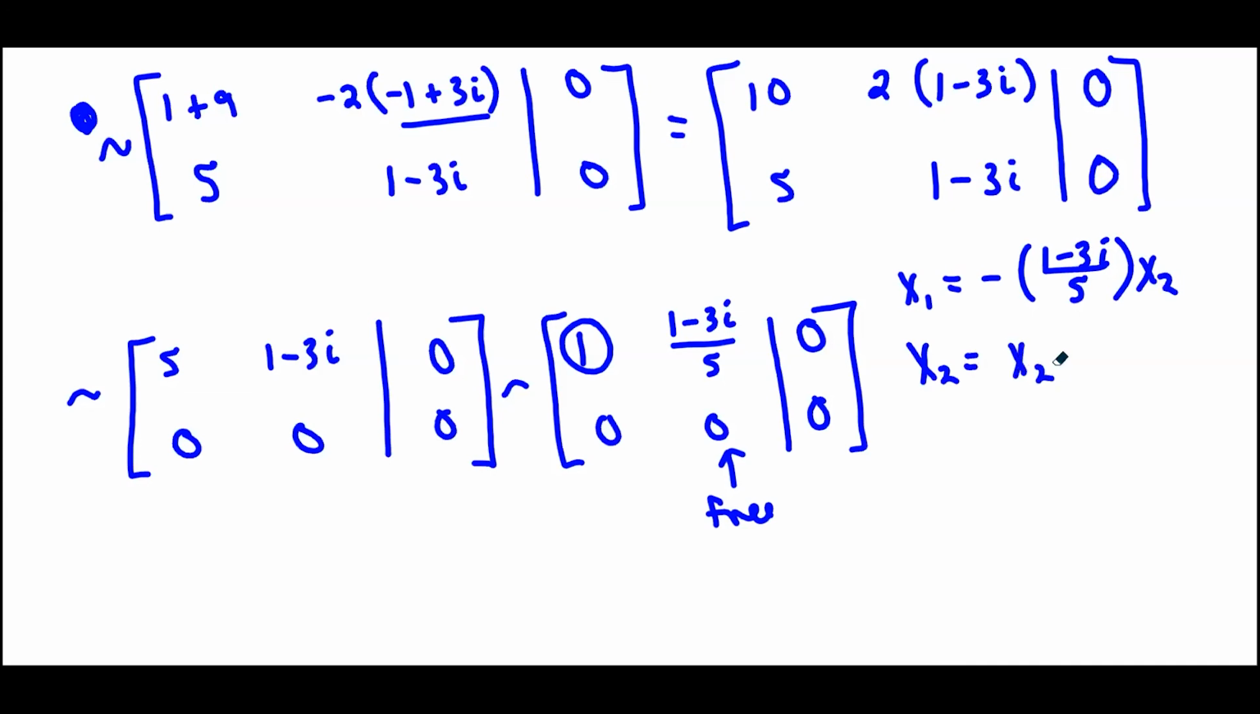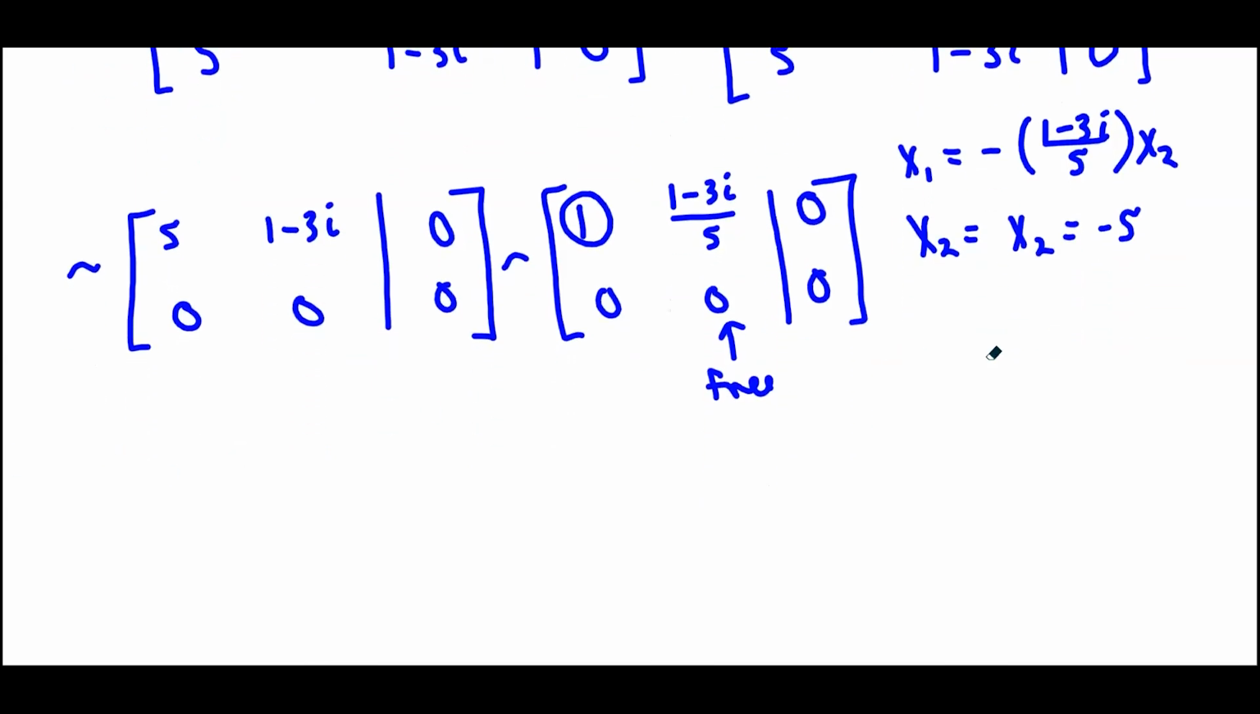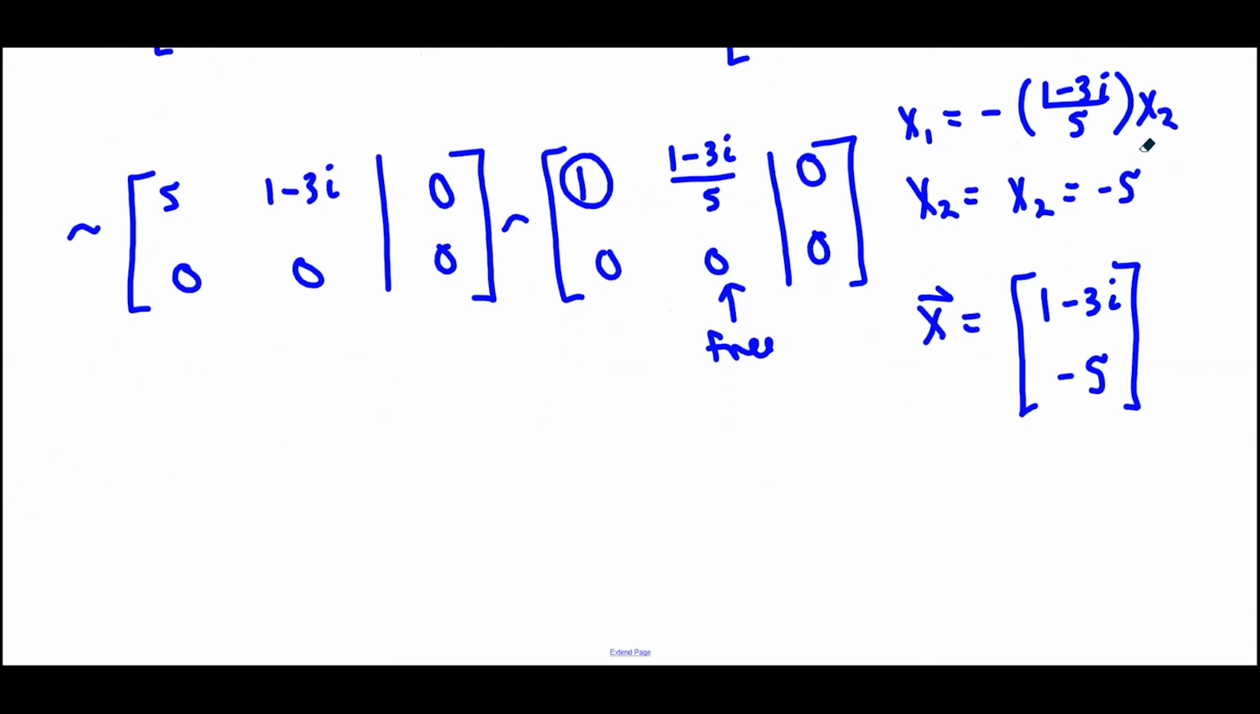So let's set it equal to -5 again, kind of like the last problem. So my eigenvector x is going to be 1 minus 3i and negative 5. And there's no need to find the second eigenvector. This is all we need. So just remember that this negative 5 is getting plugged in for x2. So the negatives cancel out, the 5 cancels out. So I'm just left with 1 minus 3i in the first component.